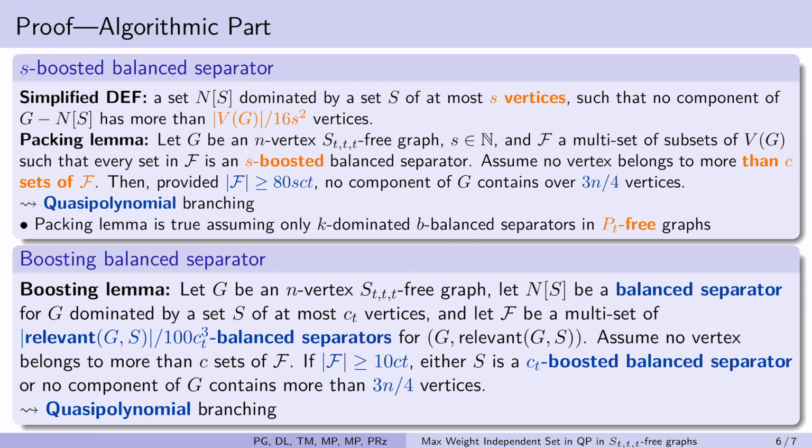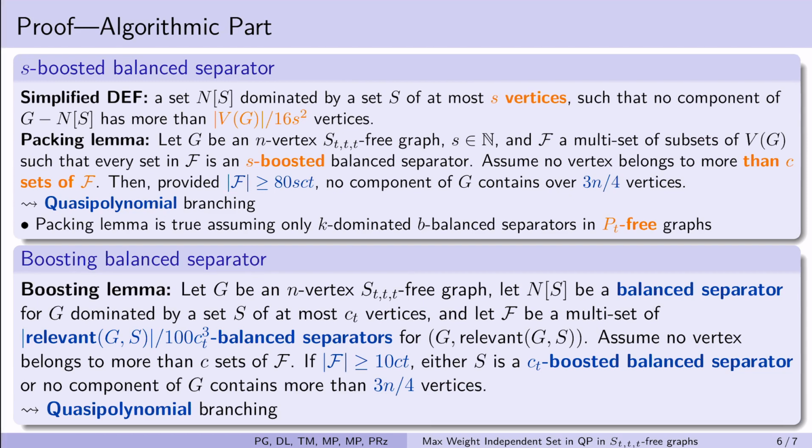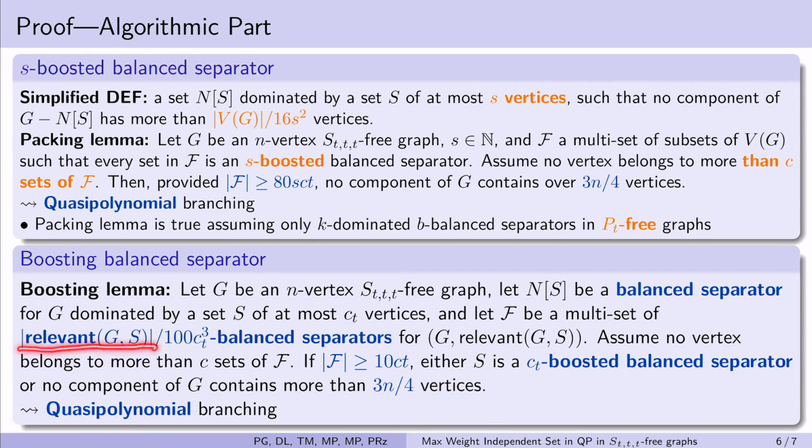Here I would like to say one more thing. Here we recurse only on relevant vertices. Those are vertices in components which are still large, so not yet captured by this boosted balance separator. So we had to use weights there, and actually we had to work with weighted problems. Not only do we solve the weighted version of independent set, but it was crucial to push our branching through.